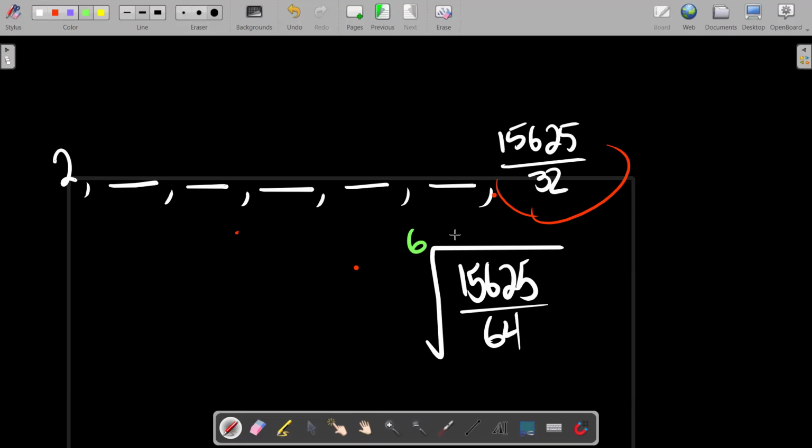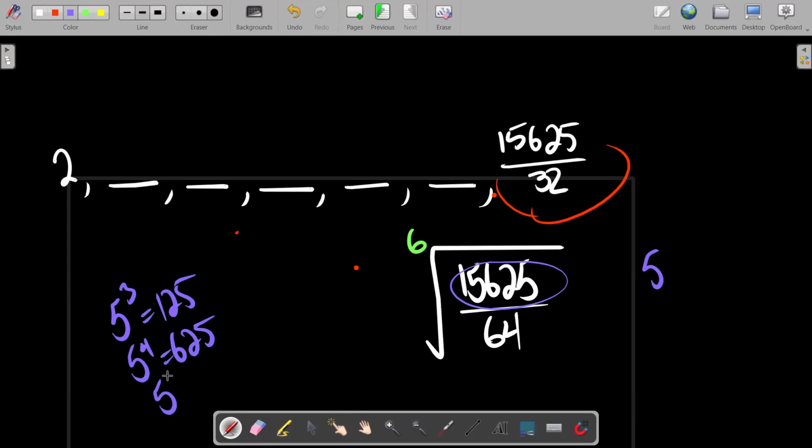I do believe that the sixth root of 15,625 is 5. If we take, so 5 to the third is 125. So 5 to the fourth is 625. And then 5 to the fifth is that times 5, which is 3,125. So yeah, that checks out. And then the sixth root of 64 is 2. And so the answer is 5/2.